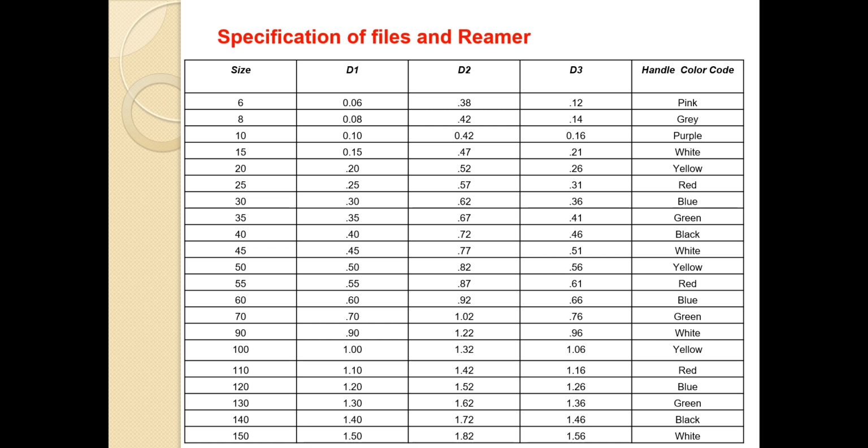Specification of files and reamers. We have sizes and accordingly color codes. That is for 6 pink, 8 grey, 10 purple, 15 white, 20 yellow, 25 red, 30 blue, 35 green and 40 black. Likewise, it will increase.